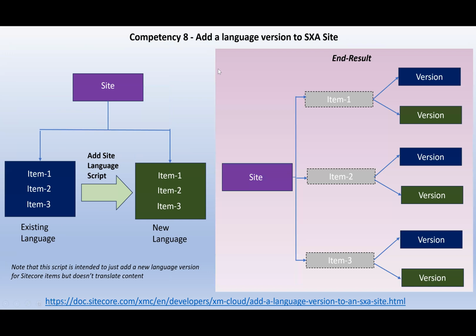Then adding a language version to an SXA site: there is a script called Add Site Language, which duplicates. You can select a source and a target language, and it just duplicates those fields. And then when you go to the content editor, you have this new language for all the items. You can select that language and add your content.